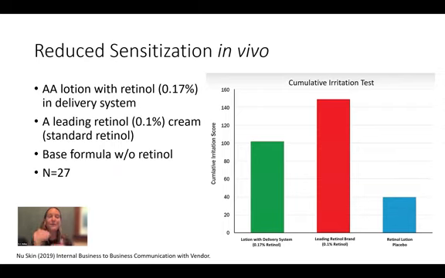So then the next part is we're looking at the overall sensitization of it in vivo. So an anti-aging lotion with this retinol system was developed, and an anti-aging lotion with the standard retinol was developed. And you can see this here. And what they looked at was the cumulative irritation score. Cumulative irritation score is actually a standardized score that's utilized in different cosmetic testing.